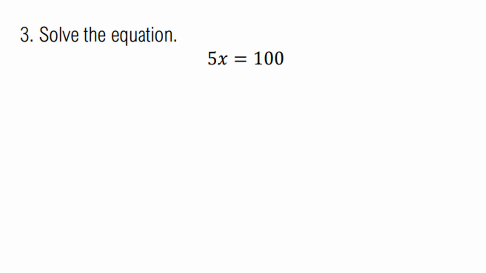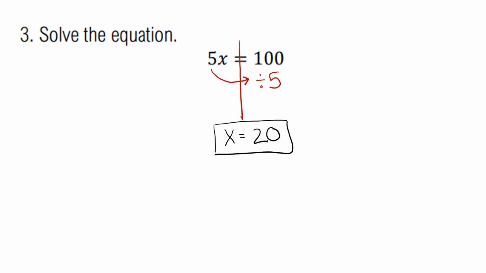Number 3, solve the equation 5x equals 100. So we want to combine our like terms 5 and 100, but they're on opposite sides from each other. So we move the number 5 away from the variable x. 5 and x side by side means multiply. So we're going to do the opposite operation, which is division, because the numbers are on opposite sides of the equal sign. So we divide 100 divided by 5, which gives an answer of 20. X equals 20 is our final answer.